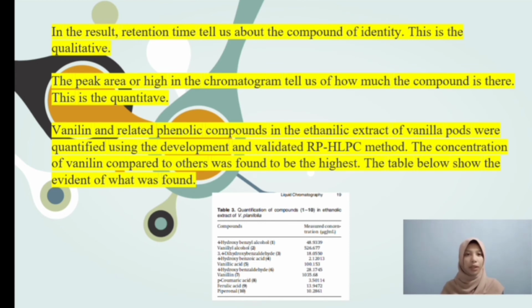Vanillin and related phenolic compounds in the ethanolic extract of vanilla pods were quantified using the developed and validated HPLC method. The concentration of vanillin compared to others was found to be the highest. The table below shows the evidence of what was found.